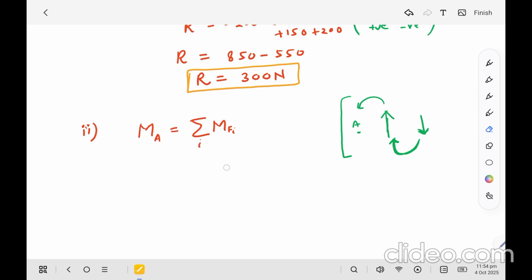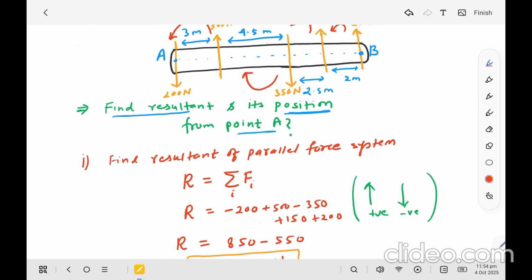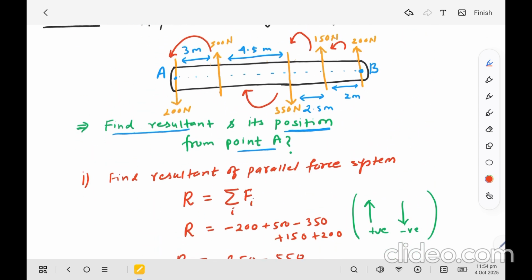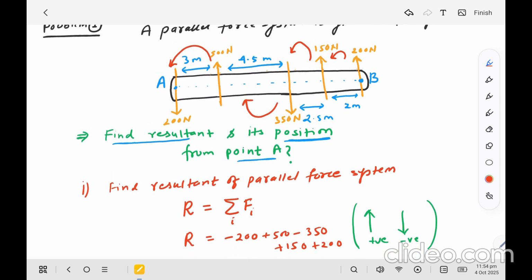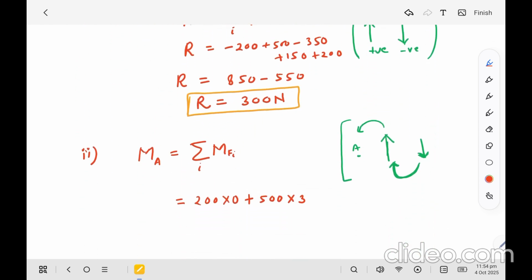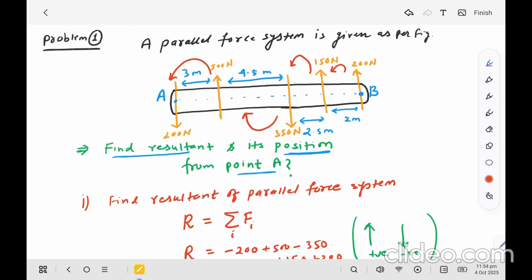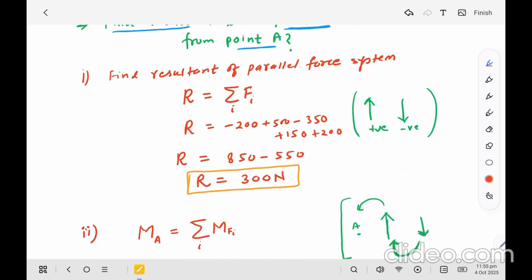So now it is 200 into 0, plus 500 into 3, and then minus the 350 Newton force times its distance. The perpendicular distance from this force to point A is 3 plus 4.5, that is 7.5.